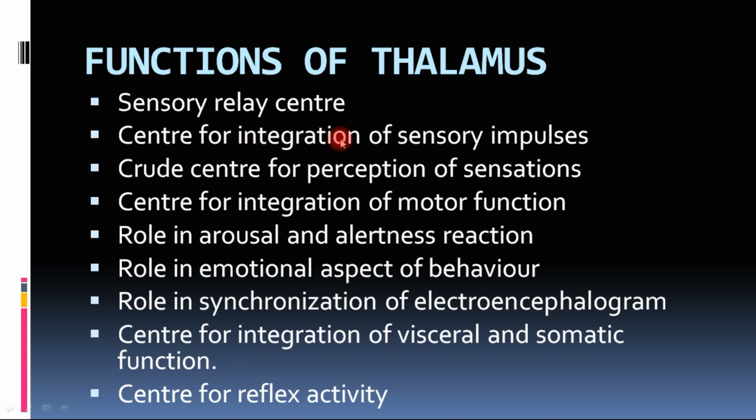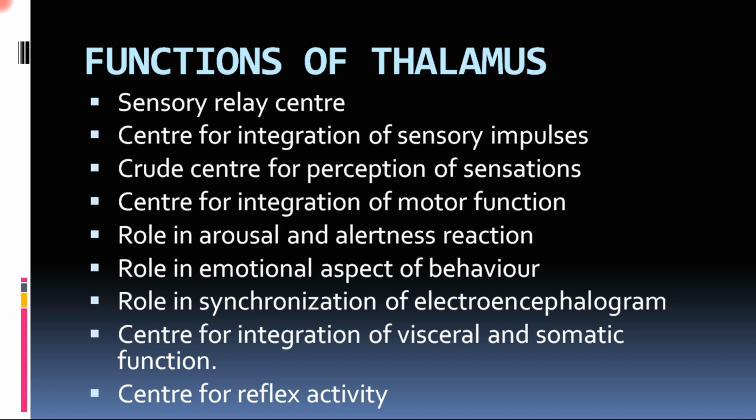Then it also acts as an integration center, as we have seen in the case of the pulvinar and lateral dorsal nucleus, that it integrates the sensory information. Then comes the crude center for perception of sensation. That means the thalamus itself can have sensation. Certain sensations, like pain, can be felt if the cerebral cortex is not there, only if the thalamus is there. So the thalamus itself is a crude center for perception.